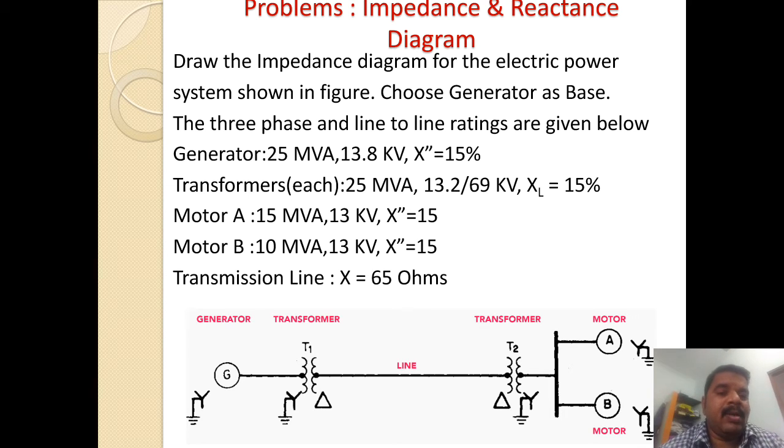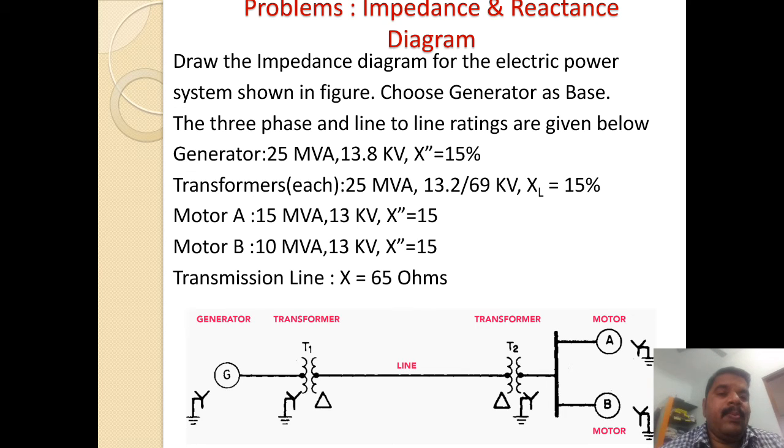Generator, transformer, motor A, motor B, and the transmission line are given values. For the generator, transformer, motor A and motor B, the reactances are given as 15 percent. What is the meaning of this? They are given the value in percentage, or there is no unit mentioned, which means it is the per unit value. For the transmission line, the X value is given as 65 ohms.